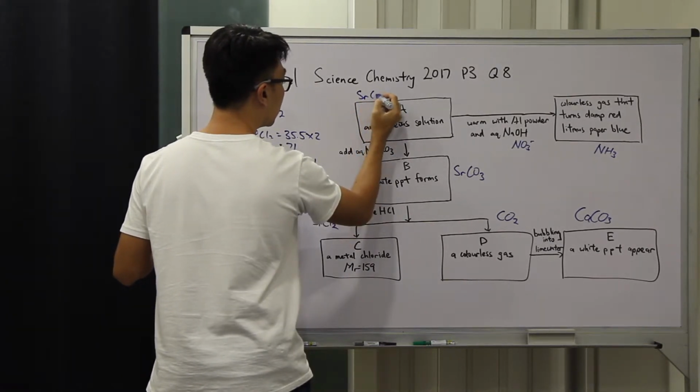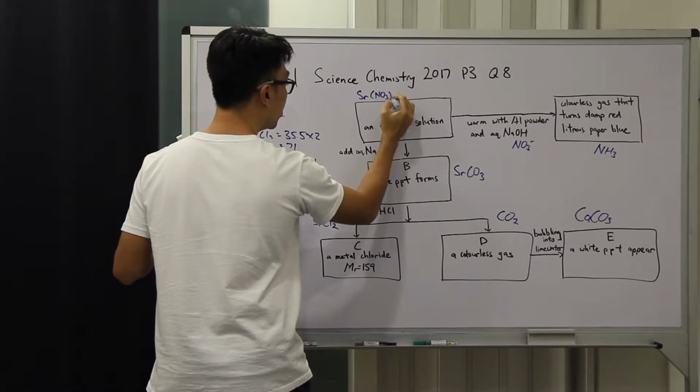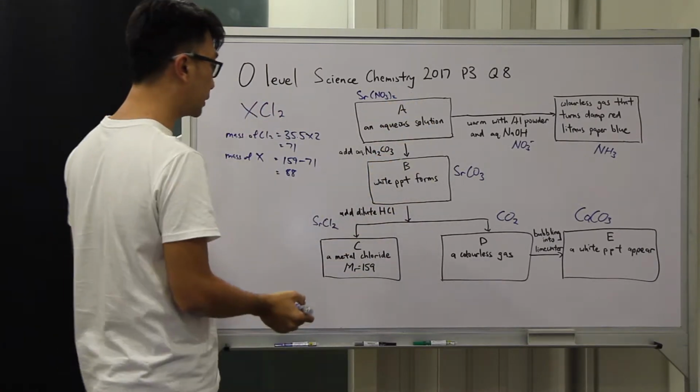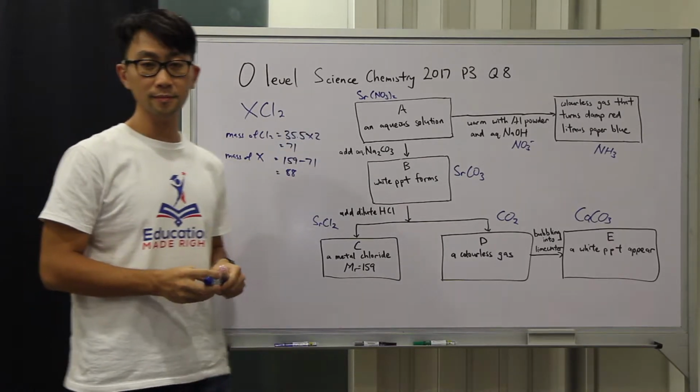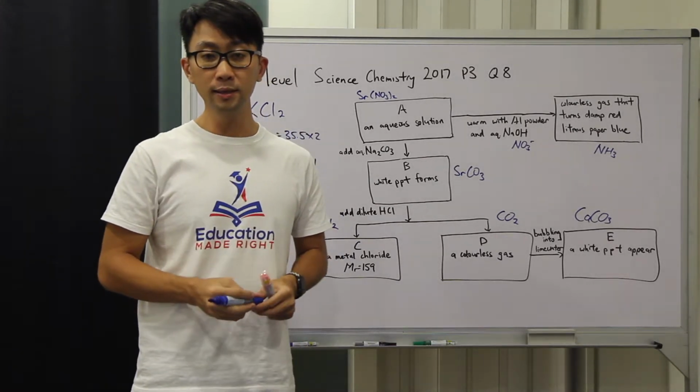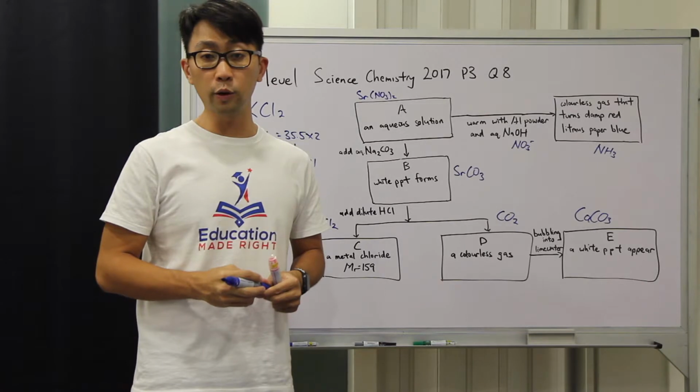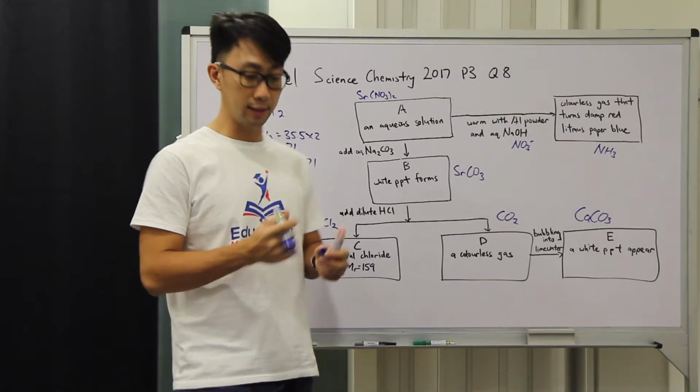Alright, so Sr(NO3)2. Alright, there we go. So we have identified from E to A. Let's look at part B. Write a balanced chemical equation for any one of the reactions.